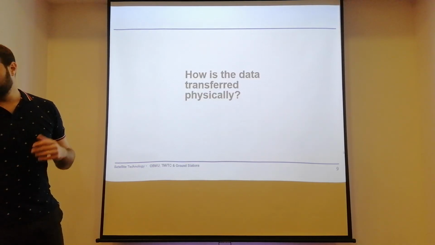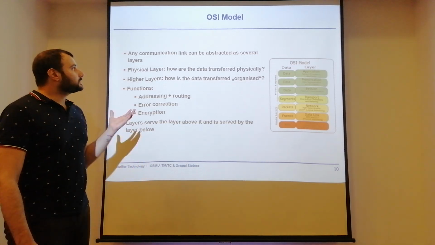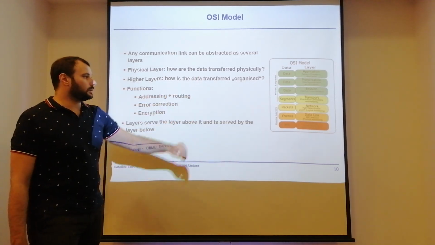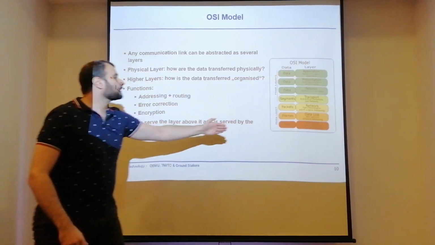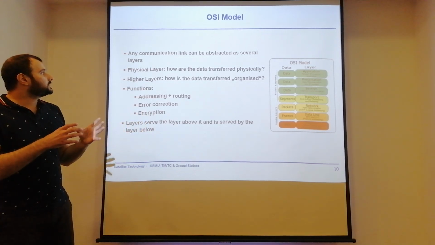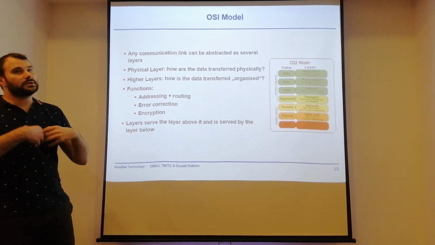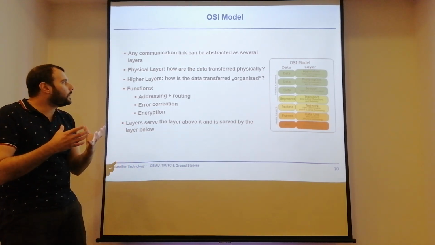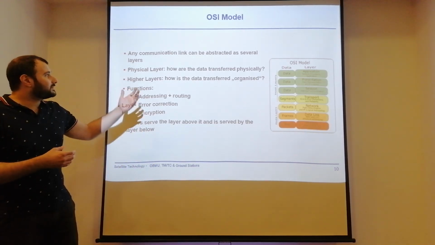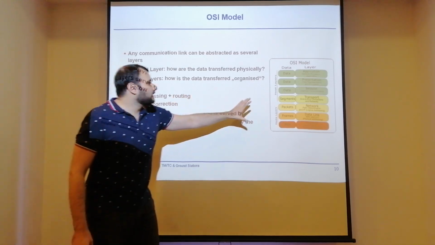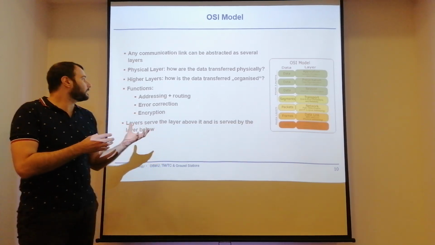But how is the data physically transferred? Well, it helps to have a look at the OSI model, where we start at the physical layer and go up to the application layer. And any communication can be abstracted as those several layers. And the physical layer would usually comprise how the data is transferred physically, whereas the higher levels and layers usually comprise how the data transfer is organized.